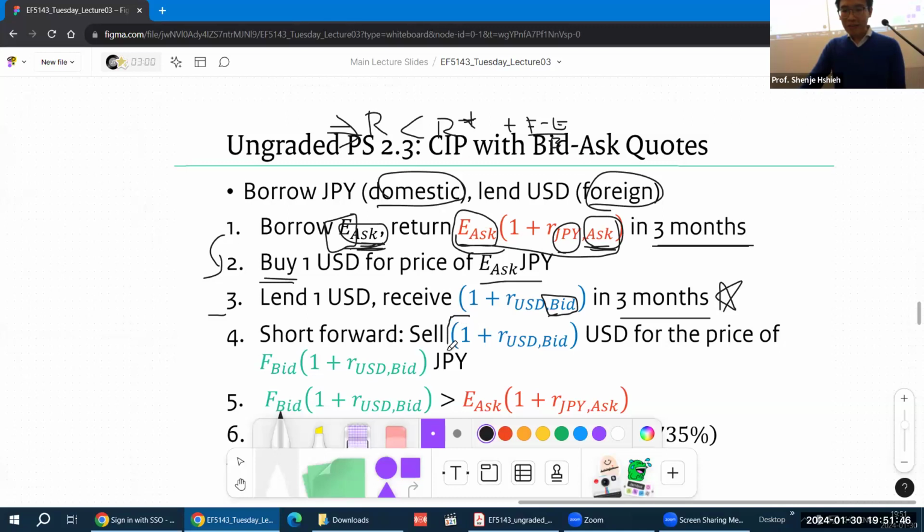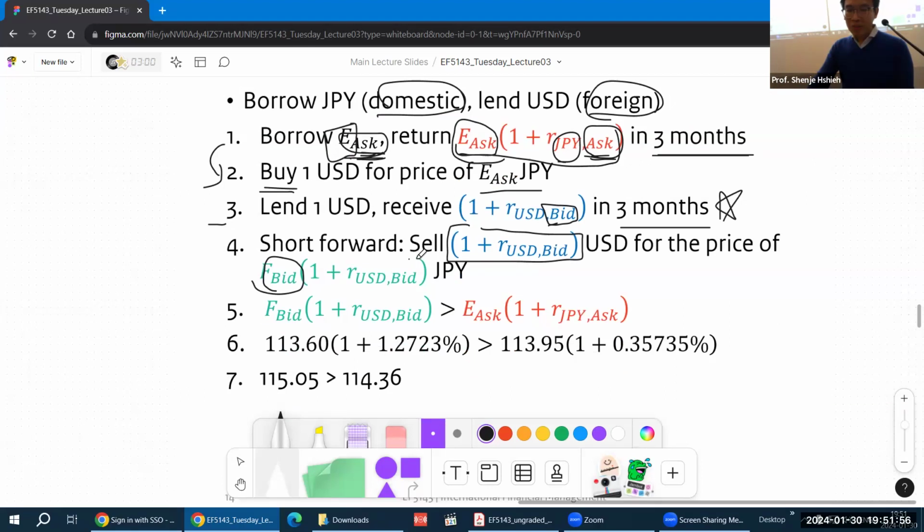So to eliminate that exposure, we can sell that foreign currency off for a known price today. So that would be this number times F, right? And the question you'd be asking is, should it be bid or ask? Because you are selling, you can only sell at the lower price, which tells you that F must be bid. Right?